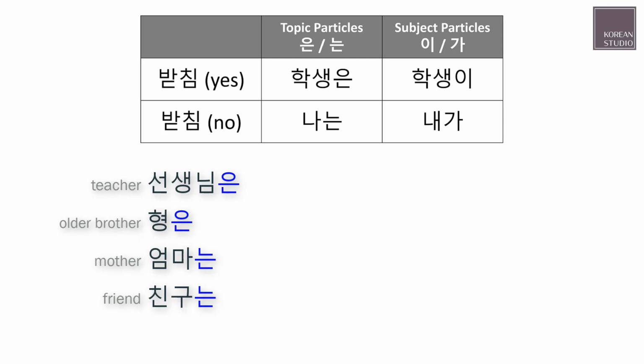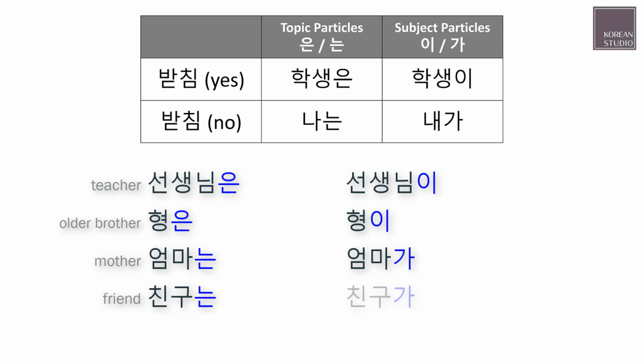Here are the examples using 이, 가. 선생님이, 형이, 엄마가, 친구가. So likewise, if the syllable before the particle has a 받침, then we use 이. If the syllable before the particle doesn't have a 받침, then we use the particle 가.